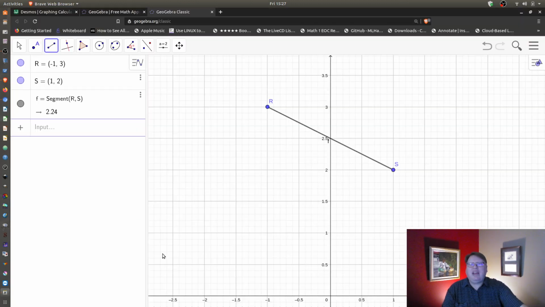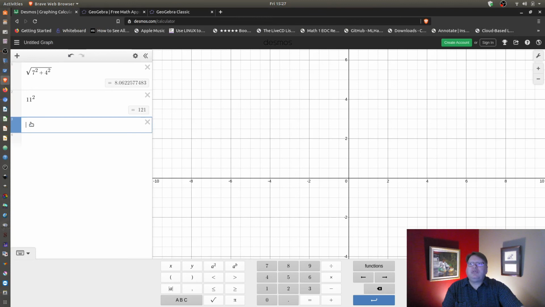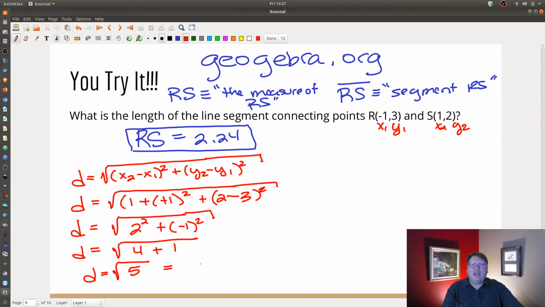And if I go back over here to Desmos and I type in SQRT of 5, then indeed we get 2.236, which does round to 2.24. Okay, so that is correct. And I hope you guys were able to get that. If not, try working through it again, doing your substitutions, and see if you can get the correct answer.